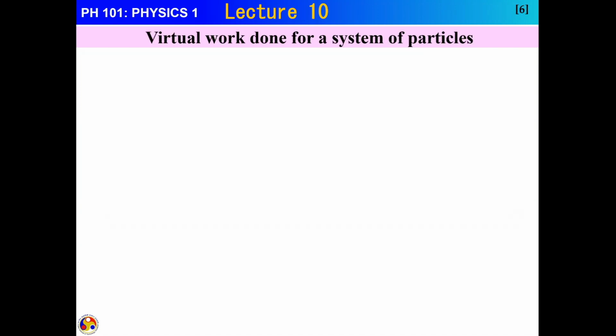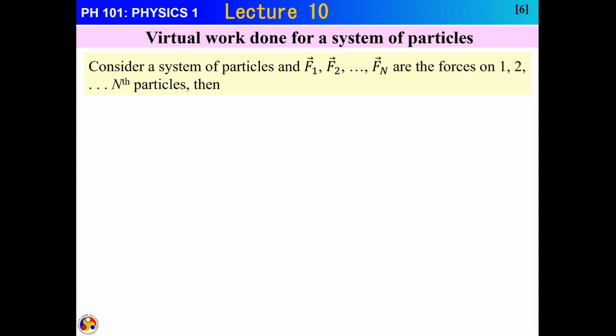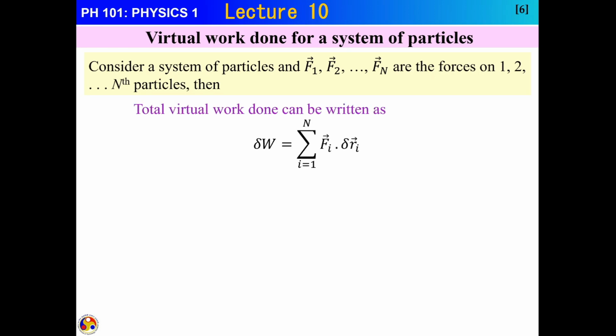The virtual work done for a system of particles. Let's assume a system of particles where the forces F1, F2 up to Fn are the forces on the 1st, 2nd, 3rd and so on up to the nth particle. Then by the definition that we derived, the total virtual work done can be written as delta W, which is nothing but the summation of Fi dot delta ri, generally for i varying from 1 to n.